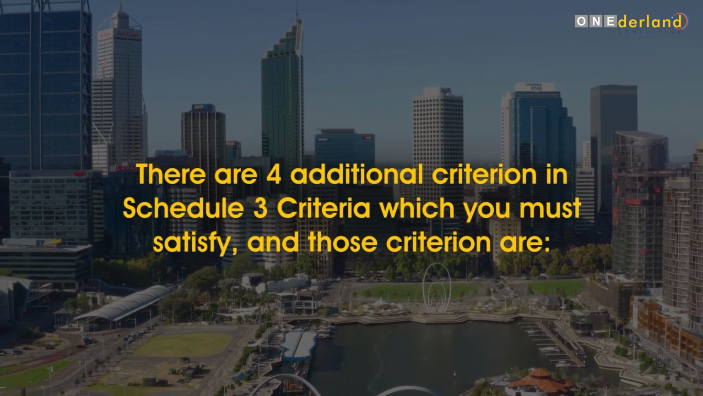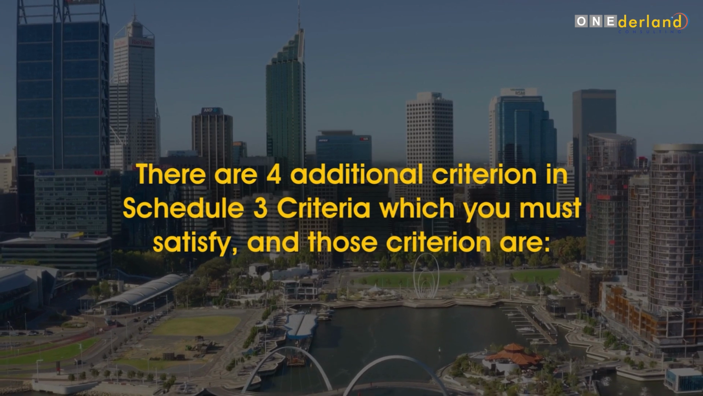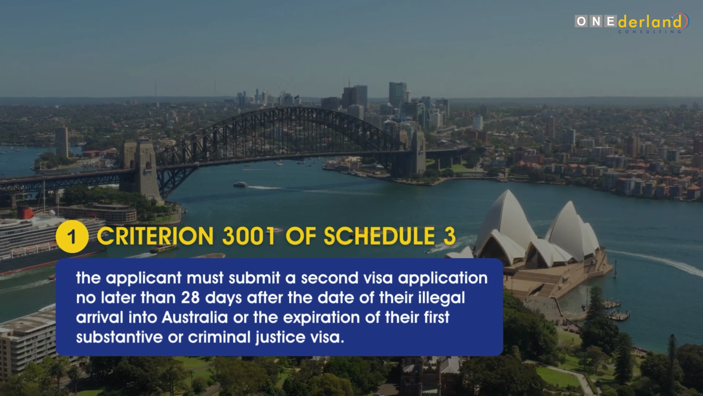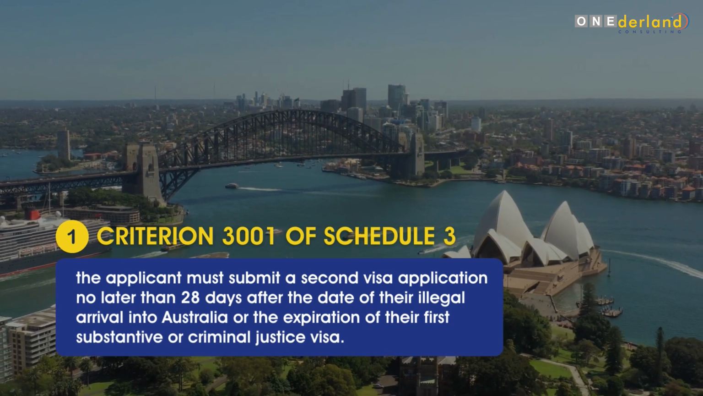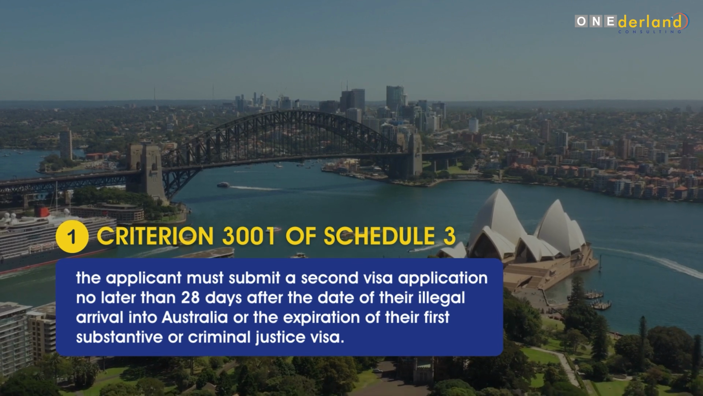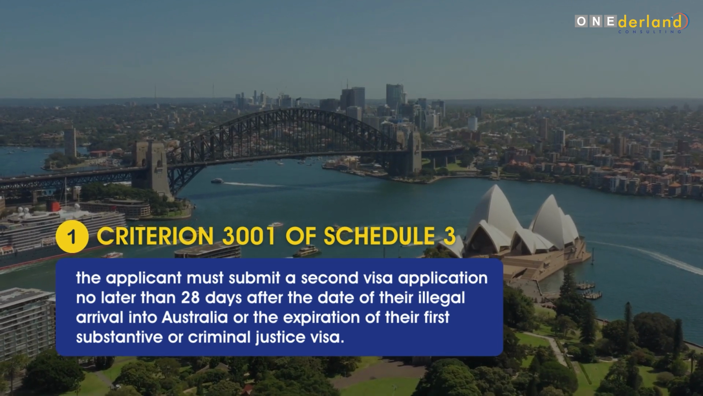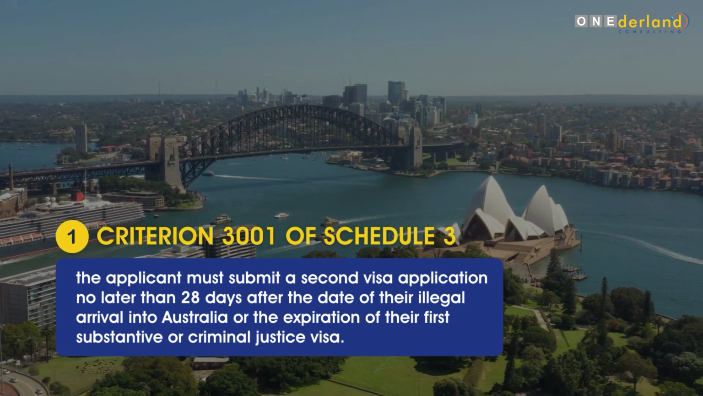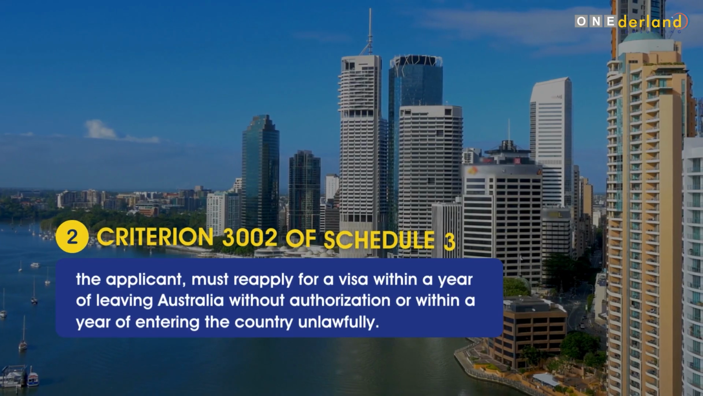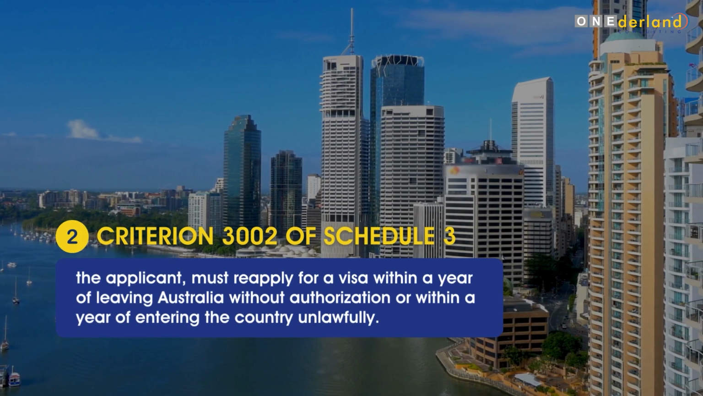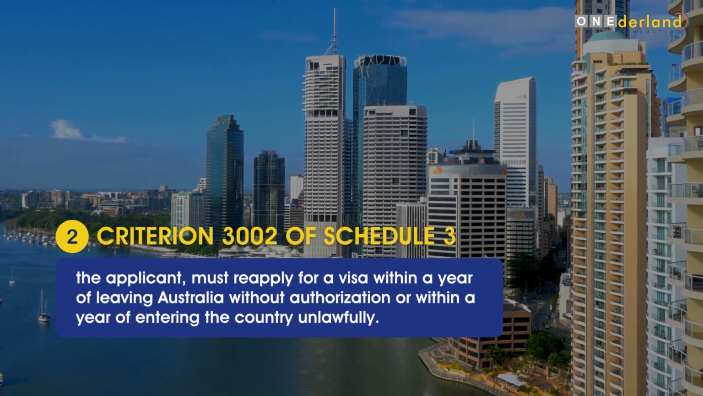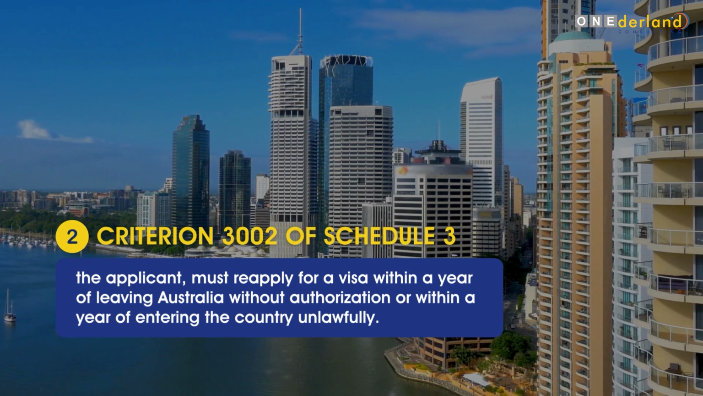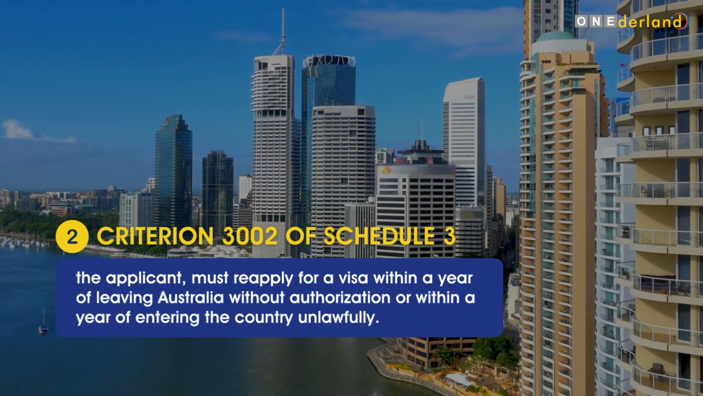There are 4 additional criteria in Schedule 3 which you must satisfy, and those criteria are: First, Criterion 3001 of Schedule 3 states that the applicant must submit a second visa application no later than 28 days after the date of the illegal arrival into Australia or the expiration of the substantive visa or criminal justice visa. Second, Criterion 3002 of Schedule 3 states the applicant must reapply for a visa within a year of leaving Australia without authorization or within a year of entering the country unlawfully.